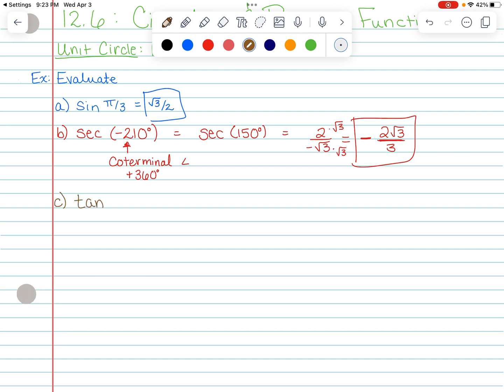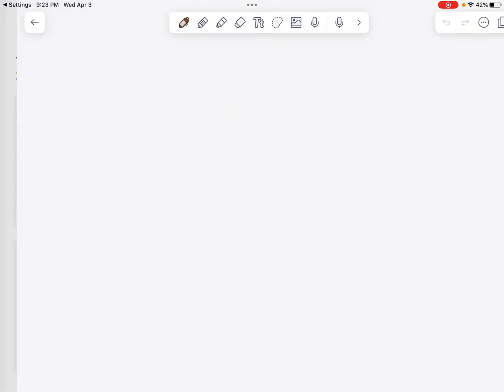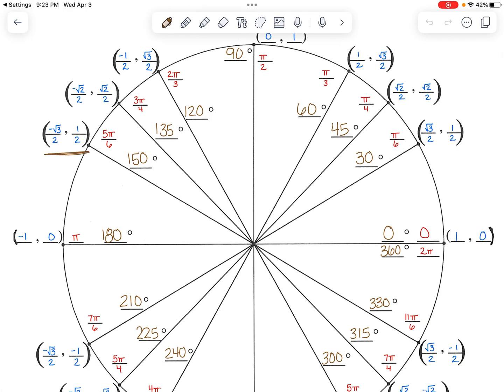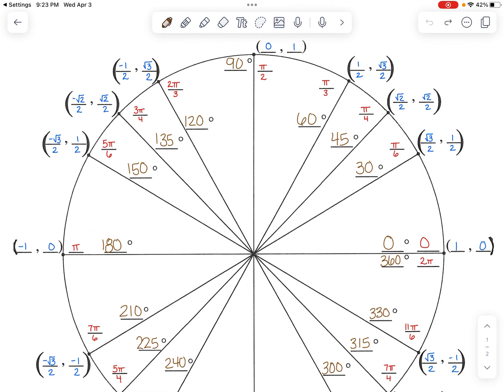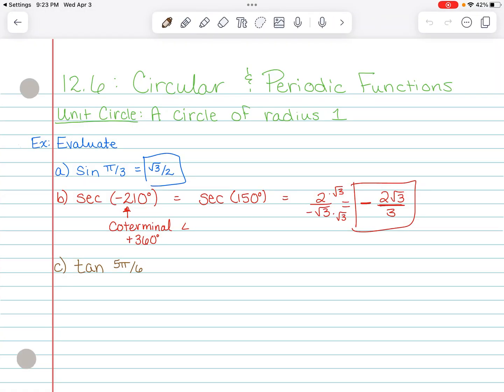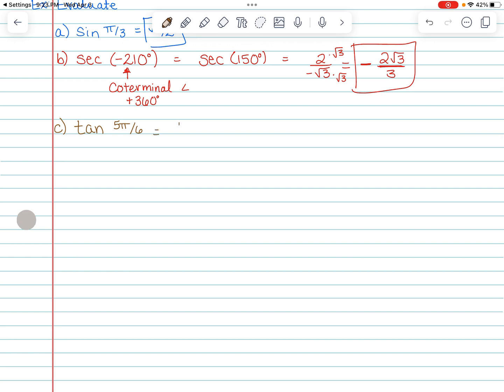Now it gets a little more complicated again when we do things like tangent, for example, tangent of 5 pi over 6. Because 5 pi over 6 being right here is really easy to do, but because tangent isn't directly on here, tangent is sine divided by cosine, which these should be down at the bottom of your unit circle. And sine divided by cosine means y divided by x. So 1/2 divided by negative square root of 3 over 2.